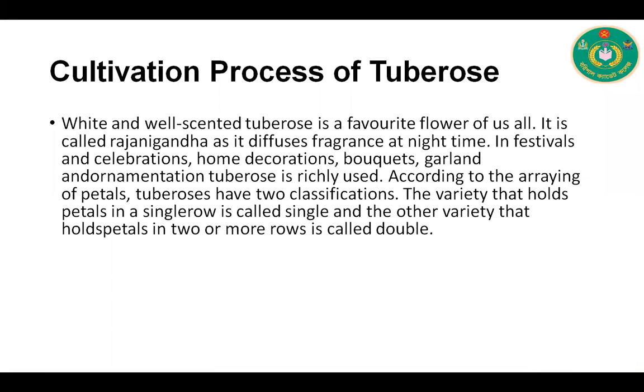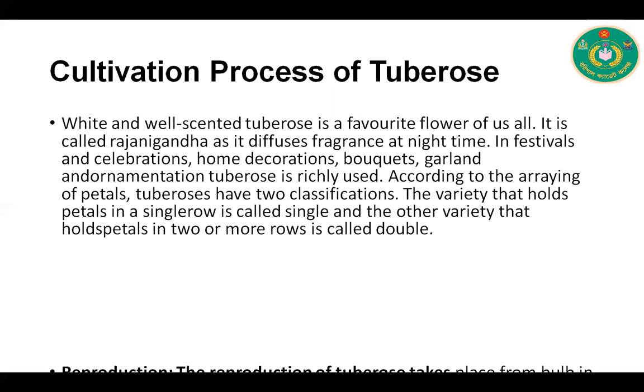Cultivation process of tuberose. Boys, it is well known to you. White and well-scented tuberose is a favorite flower of us all. It is called Rajanigandha. It is well known to us as it diffuses fragrance at night time. In festivals and celebrations, home decorations, bouquets, garlands, and ornamentation, tuberose is richly used.